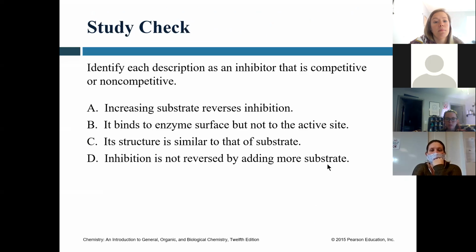So let's identify each description as an inhibitor that is competitive or non-competitive. Increasing substrate will reverse inhibition. Well, the only thing that can have that happen is a competitive situation, right? If I add more substrate, there's more competition. It binds to the enzyme surface, but not the activation site. That is a non-competitive, where it adjusts the shape. Its structure is similar to that of the substrate. That's a competitive situation. And then inhibition is not reversed by adding more substrate.